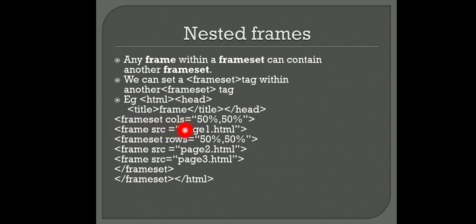In this frame set column, this frame set, the first frame set, will be closed at the last, and in between one more frame set I have given, that is frame set rows. It will be closed before the last one, because it is in between I am calling it, so it is called a nested frame.